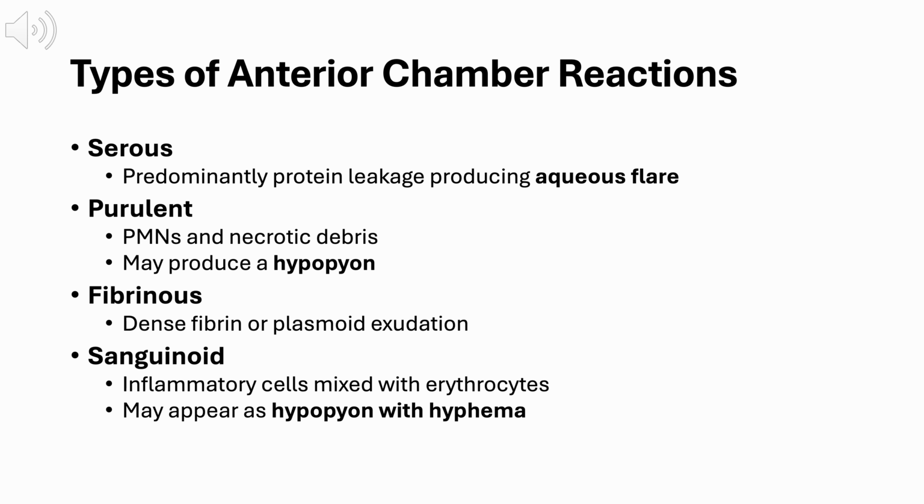The character of the anterior chamber reaction itself can hint at the underlying process. A serous reaction is predominantly protein leakage, mostly flare. A purulent reaction is neutrophils and necrotic debris and can settle into a hypopyon. A fibrinous reaction shows dense fibrin or plasmoid exudation. Think of this sticky, clotting-type inflammation seen in HLA-B27 disease. And a sanguinoid reaction mixes inflammatory cells with red blood cells, which can appear as a hypopyon with hyphema. So even the texture of what's in the anterior chamber is a diagnostic clue worth noting.